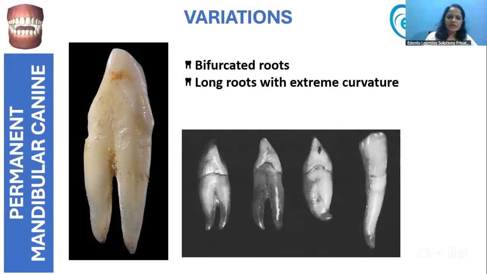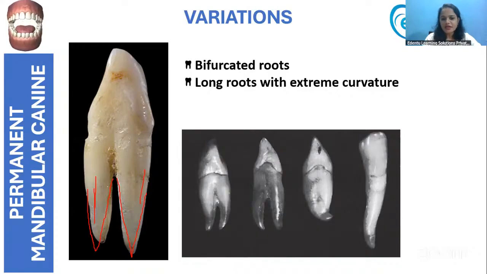But next, the variations. Next again, variations of the permanent mandibular canine. What are the commonly seen variations? One is bifurcated root. Two roots can be seen. Normally only one root is seen, but in some cases, it is a very common variation also. Around 30 to 40% of the cases, some kind of bifurcated root like this will be seen. Usually one root is called the labial root, and this is called the lingual root. Such bifurcated roots are very commonly seen for mandibular canines.